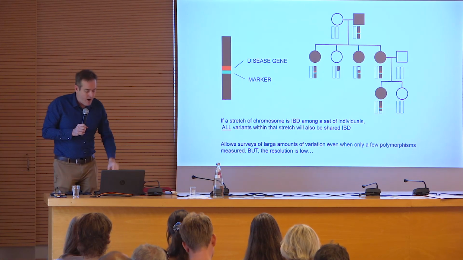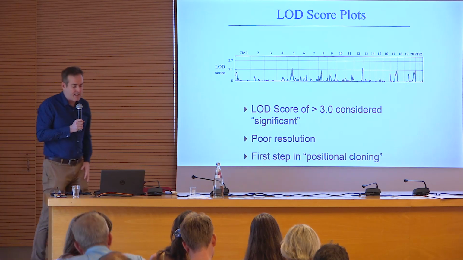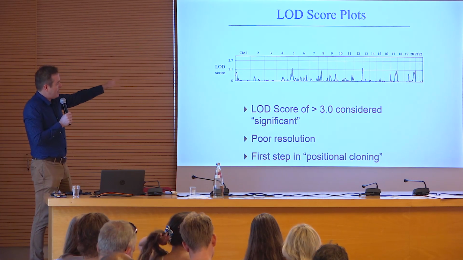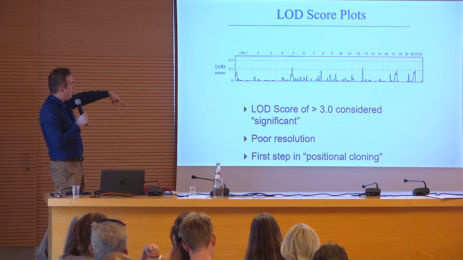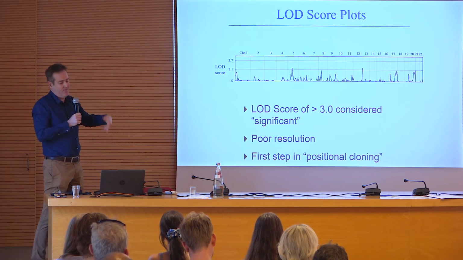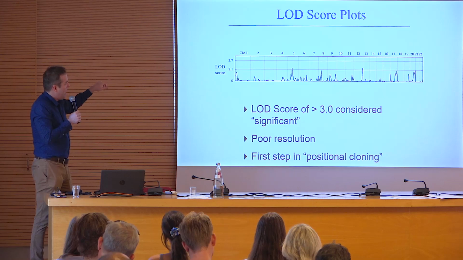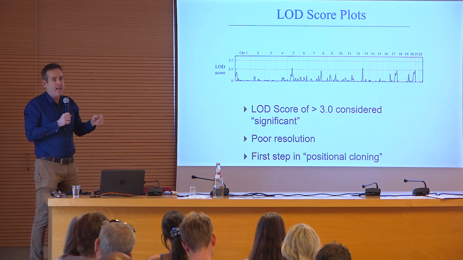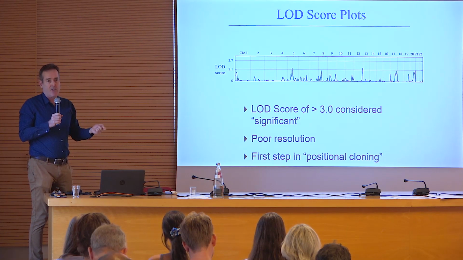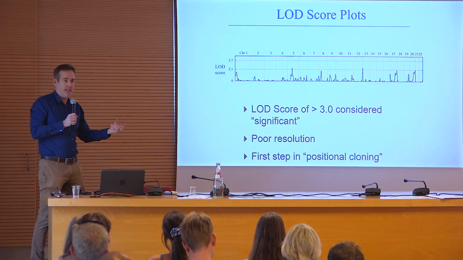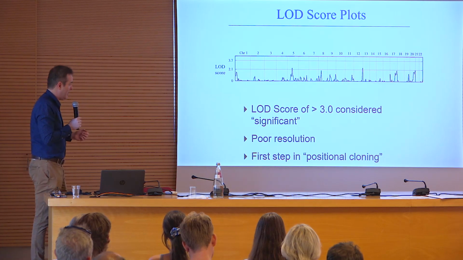So we can look right across the genome in a hypothesis-free fashion and generate something called a LOD score plot. The y-axis, as usual, is your measure of statistical significance. Your x-axis is the genome. And whenever you get a big peak, you get excited. You think, there's a gene under this peak that has something to do with the disease that I'm interested in.